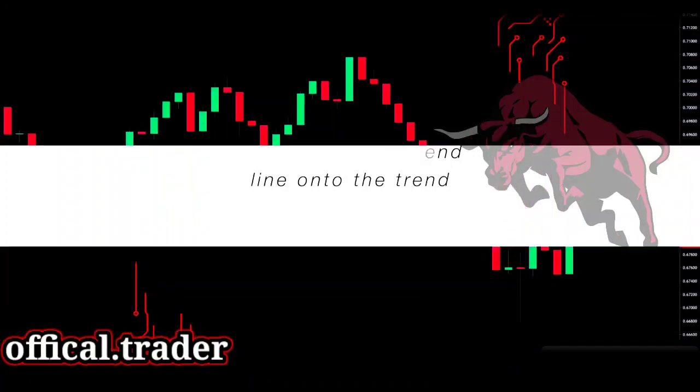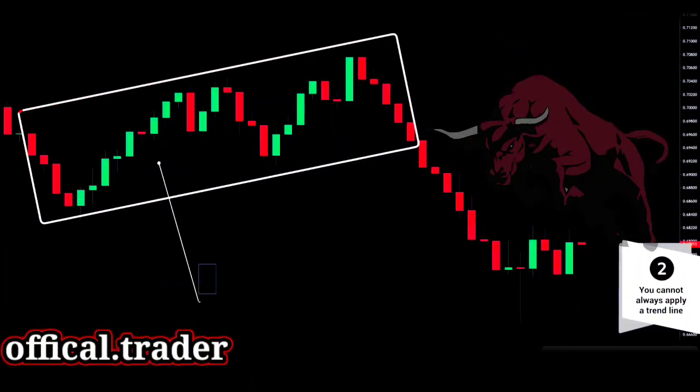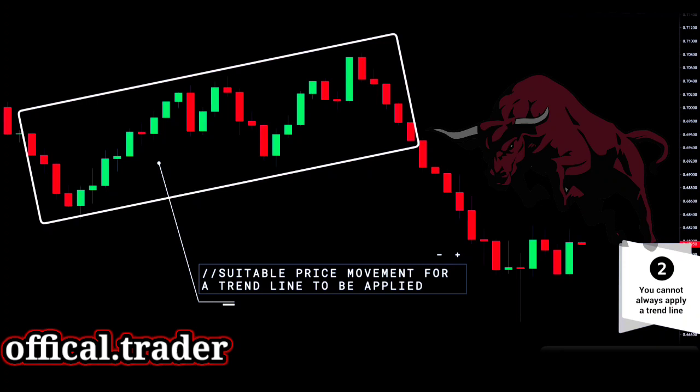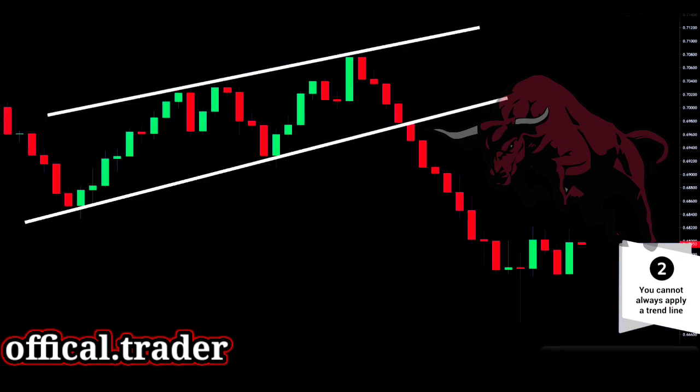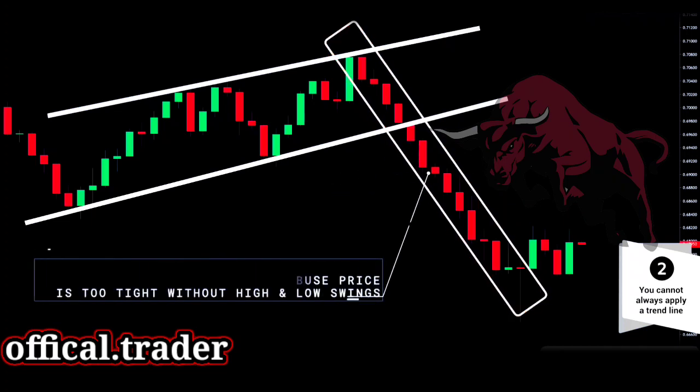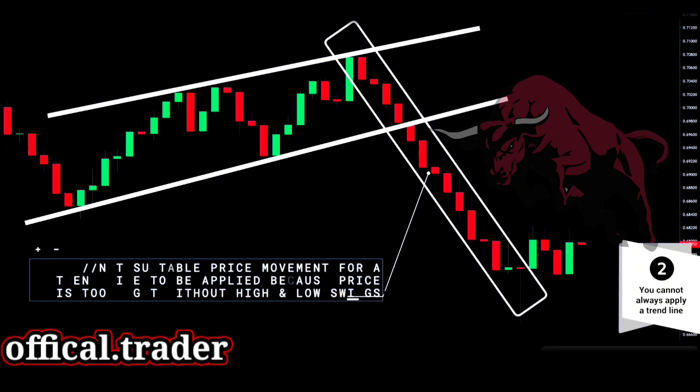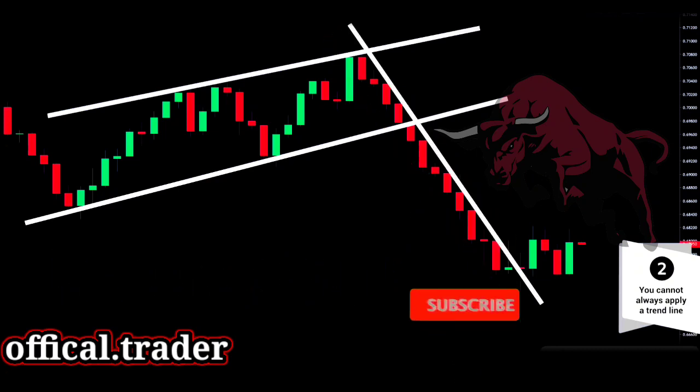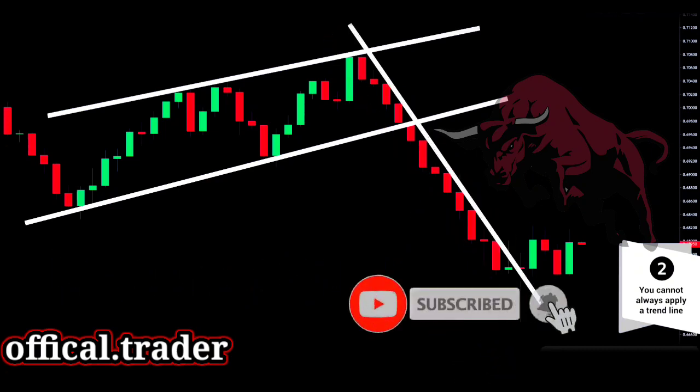So to the left here, we had good price movement where you would have had two trend lines applied before price broke the bottom trend line and started a downtrend. But now looking at the current trend, there isn't suitable price movement to apply a trend line. You could apply a super tight trend line like this, but that does not help your overall analysis. So in this case, we leave it out.